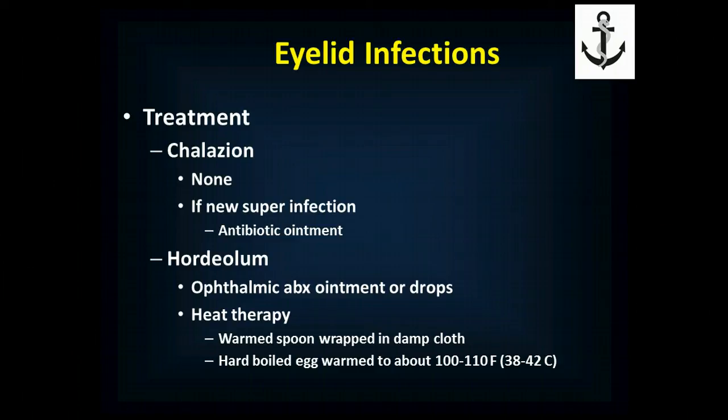The one I like is you hard boil an egg, you have it warm to about 100 to 110 degrees Fahrenheit or 38 to 42 Celsius, so it's nice and warm, and you lay it right on that eye over a cloth, and so wrapped in cloth, lays right in the socket. It fits about perfectly. It encourages the stye to drain, and when it cools down the patient can eat it, so they get a snack out of their therapy as well.